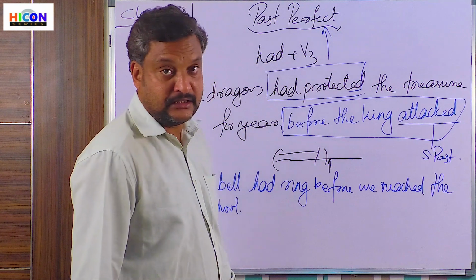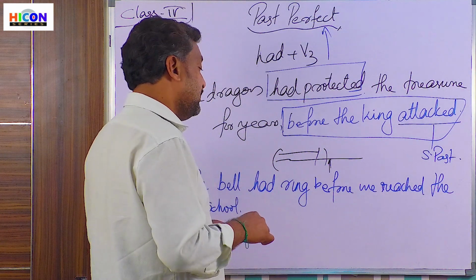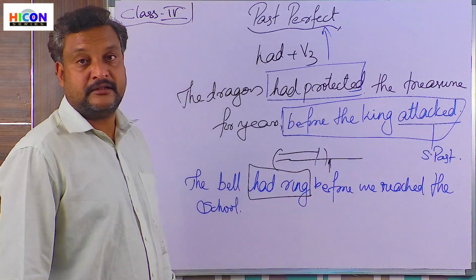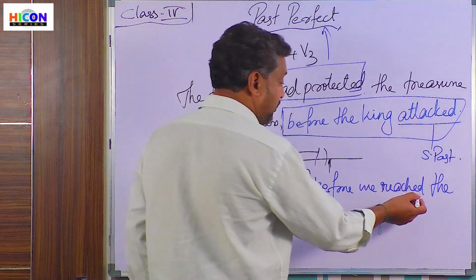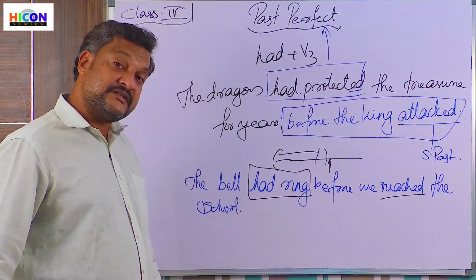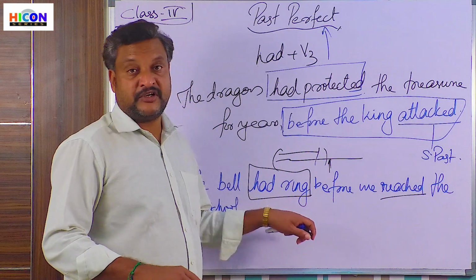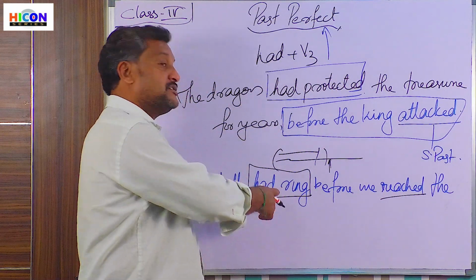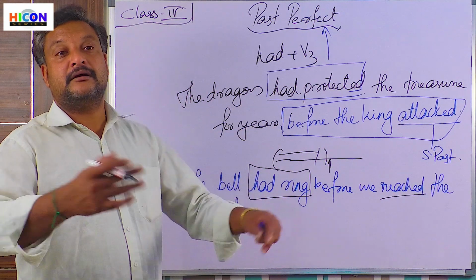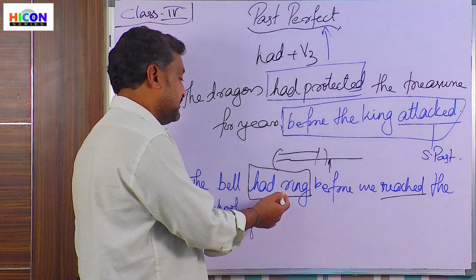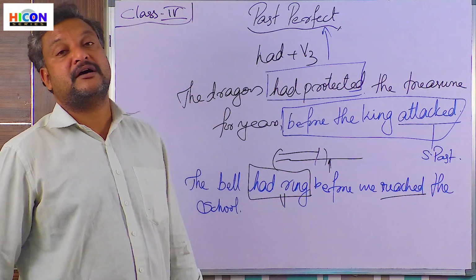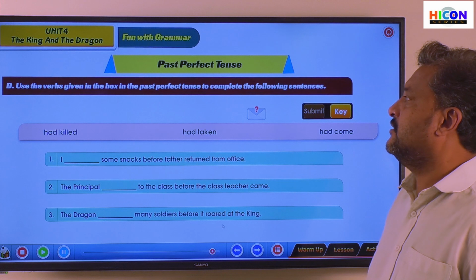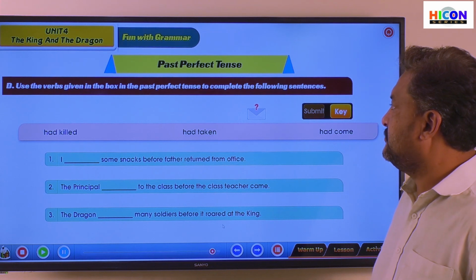The bell had rung. See here, the bell had rung. Okay, the bell had rung before we reached. So first completed action. Okay, we reaching the school happened in the past. Even before that, this action was completed. What? The bell ringing. Okay, so such activities are expressed using past perfect tense.